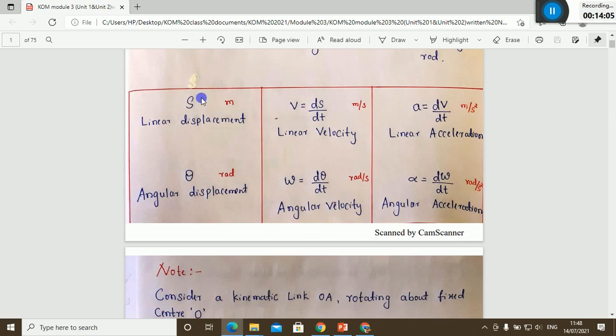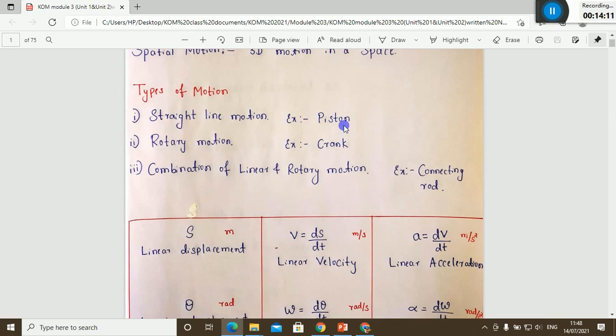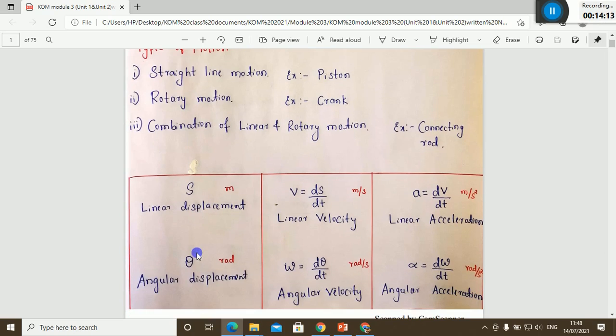What is exactly linear displacement? Whenever the object is moving in a straight line like a piston, there will be a change in position. Correct? So I can call this a displacement. How much is the displacement? The distance traveled along the straight line. So I can indicate it with the alphabet S. It should be measured in meters.